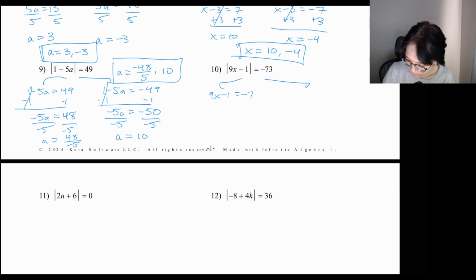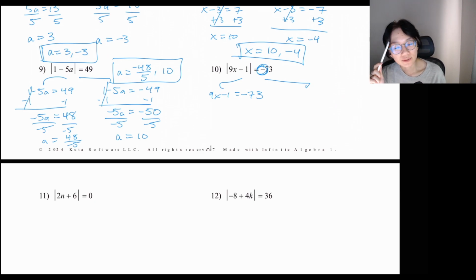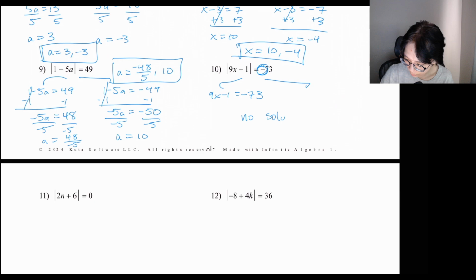9x minus 1 equals negative 73. Oh, it's a negative. If you remember, absolute values are a distance. Distances can't be negative. So here, it's just no solution.